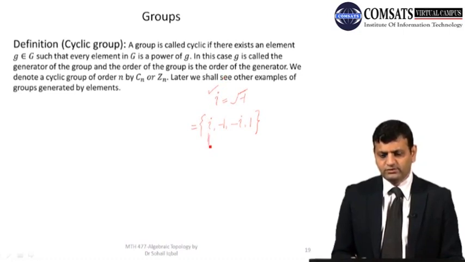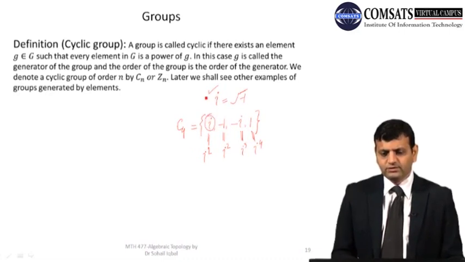So this is iota raised to power 1, this is iota raised to power 2, this is iota raised to power 3, this is iota raised to power 4. So this is basically a group with 4 elements. It is a cyclic group of order 4 generated by this element iota. As I said earlier, later we shall see other examples of groups generated by elements, not just by one element but many elements.